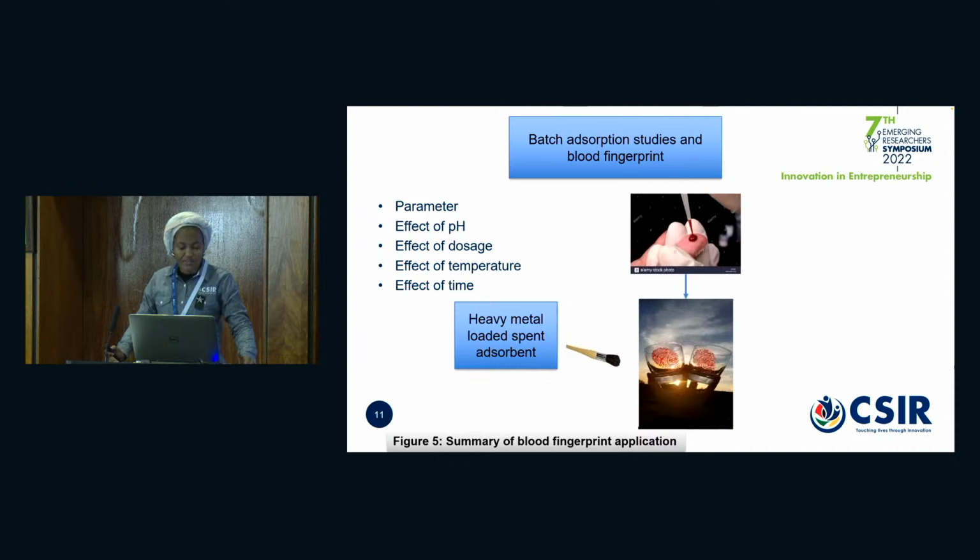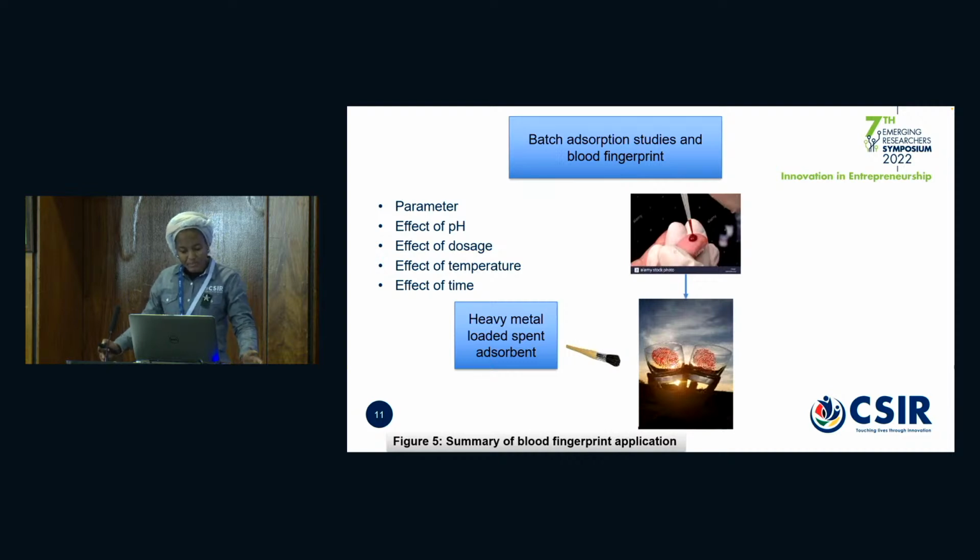The third and fourth components of the study were a batch absorption study, which is our wastewater treatment experiment, and the blood fingerprint. In the batch absorption study, we have studied different parameters, such as the effect of pH, the effect of dosage, the effect of temperature, and the effect of time to test our mesoporous titanium in wastewater. And the fourth component of the study was the blood fingerprint detection.